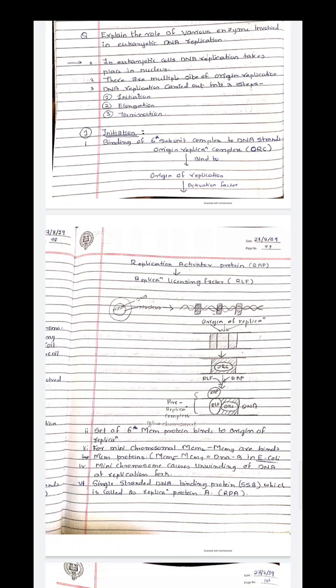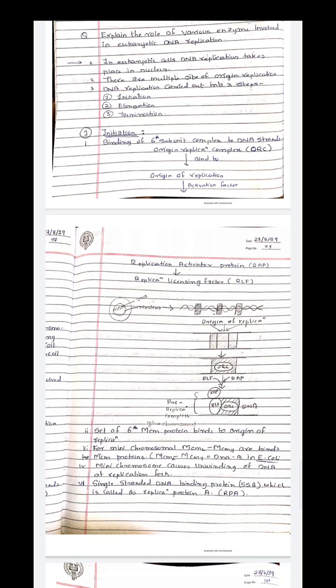In prokaryotes we saw the DnaB protein; similarly here the minichromosomal proteins attach to the DNA strand at the ORC region. These mini chromosomes cause unwinding of DNA at the replication forks. Then the single stranded DNA binding protein, which is called replication protein A, also binds to the strands, so that the strands always stay in separated form.